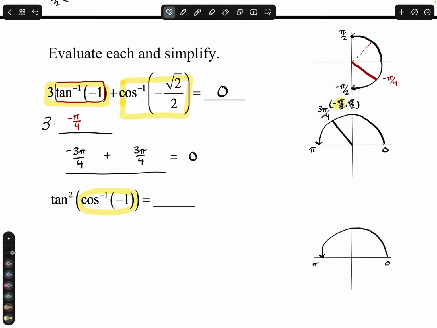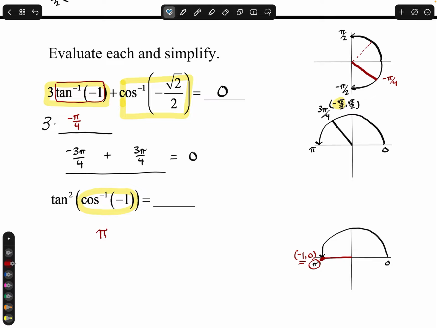Where's the cosine equal to -1? Well, that's the point -1, 0 over here. Cosine is equal to -1 there. So we're talking about this angle that opens up to here. So what angle is that? Well, that would be pi. So this is the same thing as pi radians.